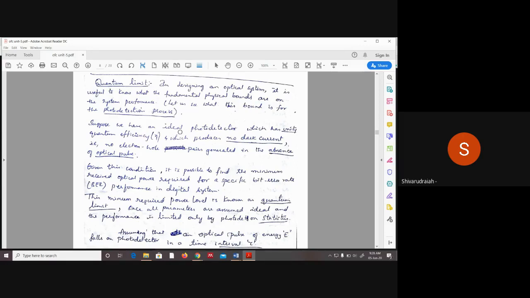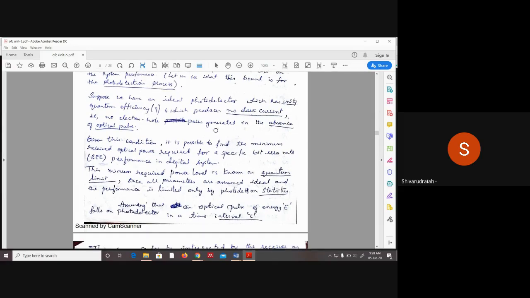Suppose we have an ideal photodetector which has a unity quantum efficiency. As I was mentioning, it was the photodetector quantum efficiency. So let us consider an ideal photodetector having a quantum efficiency equal to 1, that is, unity quantum efficiency. And it is going to produce no dark current noise, and dark current noise is nothing but electron hole pairs generated in the absence of an optical pulse.